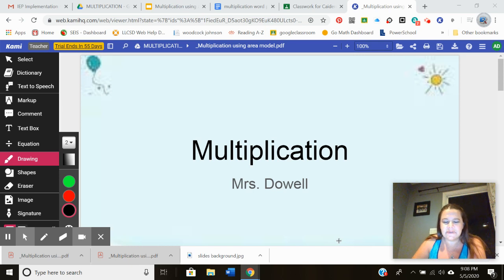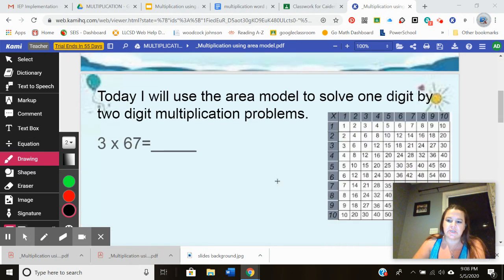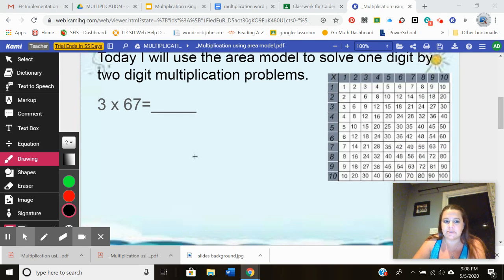Hi guys, today we're going to be working on multiplication. This is something that we've already done before. We've been already working on it and we're going to continue to work on it. So our objective today is that I will use the area model to solve 1-digit by 2-digit multiplication problems.